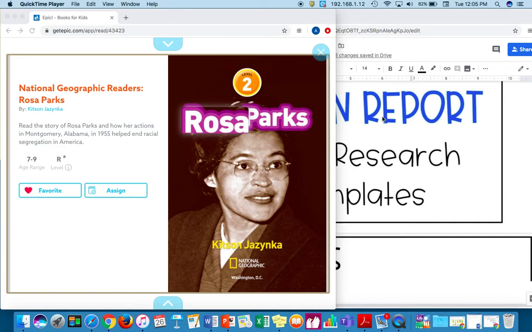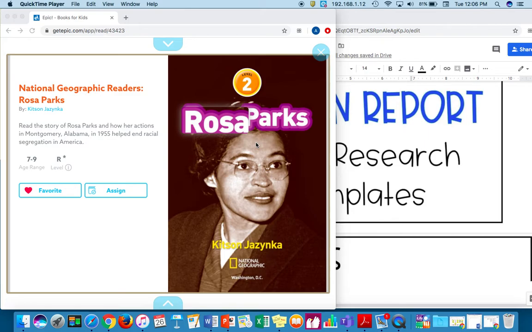Our last reading and writing unit of the year is all about the civil rights movement. We're going to take the next couple of weeks to learn about the civil rights movement, and specifically about a leader within the civil rights movement. You can see on my screen that I have a book about Rosa Parks.